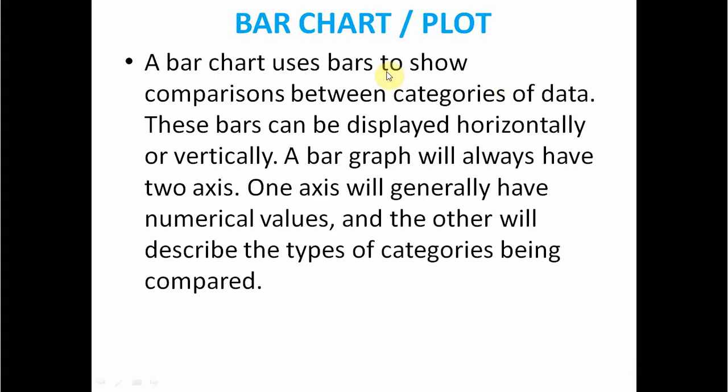A bar chart uses bars to show comparison between categories of data. These bars can be displayed horizontally or vertically. A bar graph will always have two axes. One axis will generally have numeric values and the other will describe the types of categories being compared. Say, for example, on one axis you can have names of students and on the other axis the percentage achieved by them.